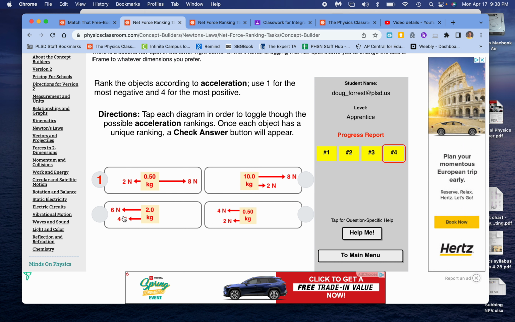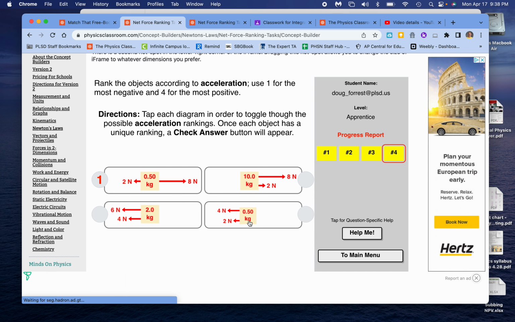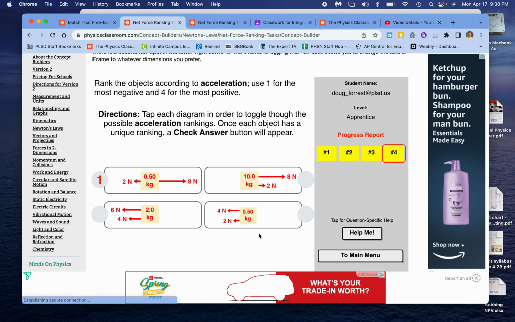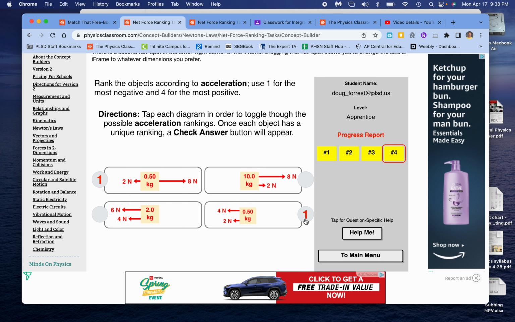When I look at this one and this one, they have forces going to the left, so those would be negative. I'm going to look at those first. These two forces going to the left add up to negative 10 newtons. Divided by 2 kilograms gives me negative 5 meters per second squared. 6 newtons divided by 0.5 kilograms gives me negative 12 meters per second squared. So that is the most negative. That's a 1 and that's going to be a 2.